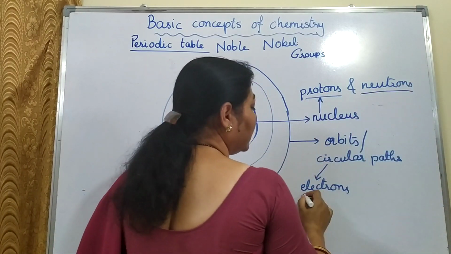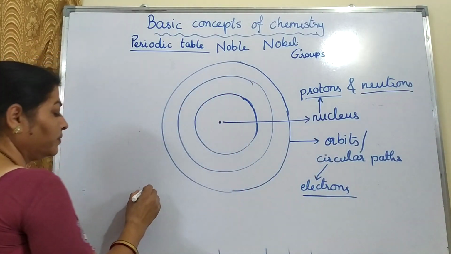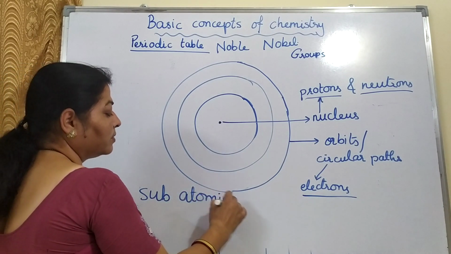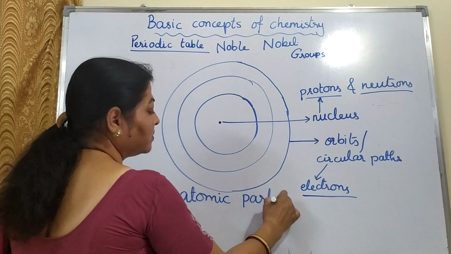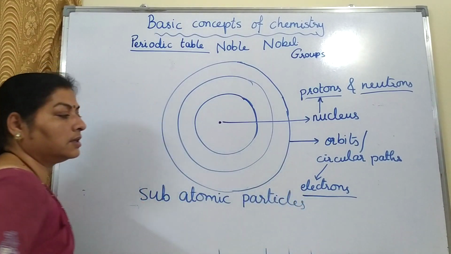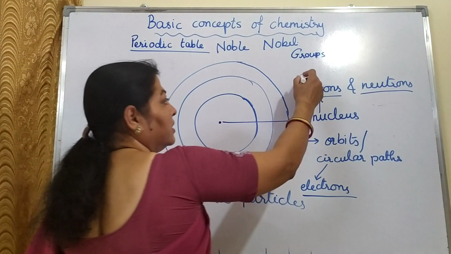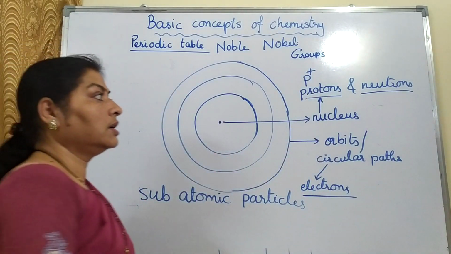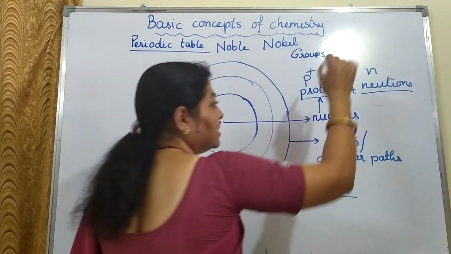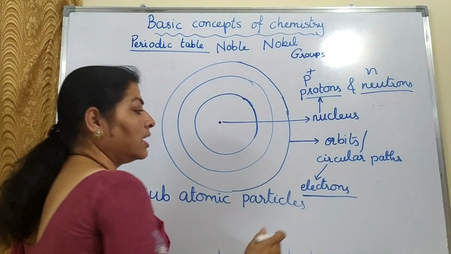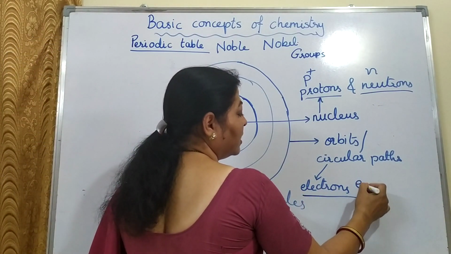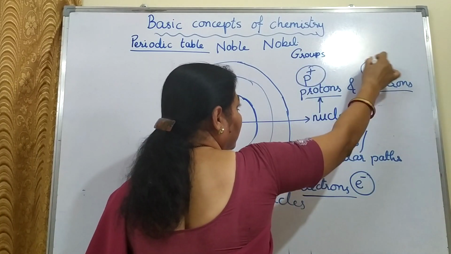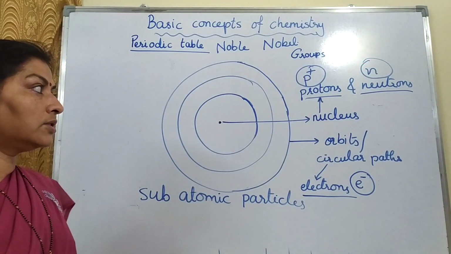So proton, neutron and electron are known as subatomic particles. Protons are denoted by the symbol P and they carry positive charge. Neutrons are denoted by the symbol N. They don't carry any charge. And electrons are denoted by e minus. They carry negative charge.